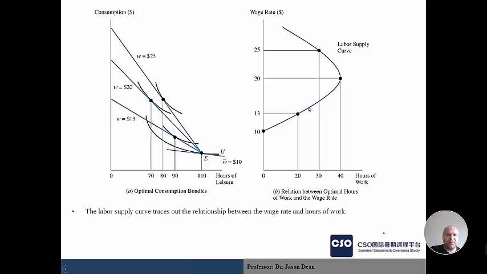So you can see we have a backward bending labor supply curve. This is how we typically think of it. Of course, every individual is different. For some individuals, it would start to bend backwards at a much higher wage rate. For others, it could be at a lower wage rate. It depends on how much they enjoy leisure.